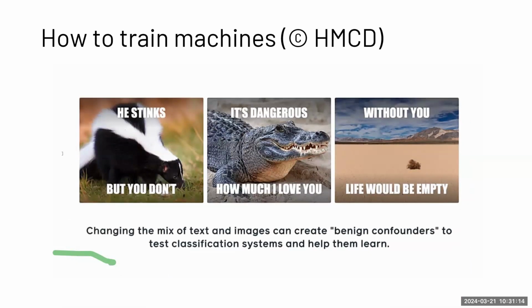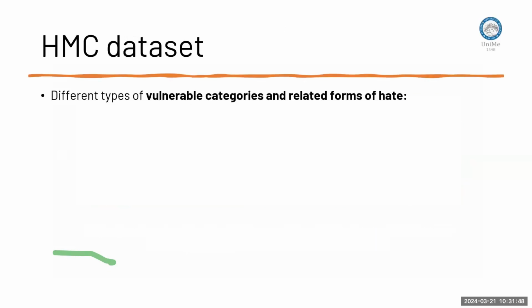So this data set included a lot of benign confounders to help machines understand the difference between what is harmful and what is not. That is something that we always do when we teach. So helping students to understand what is good and what is bad in terms, for example, of multimodal composition. So giving positive examples or showing something that is not that useful in the context of communication.